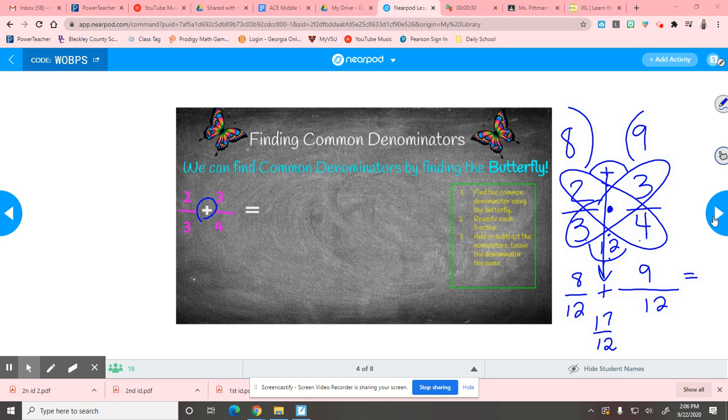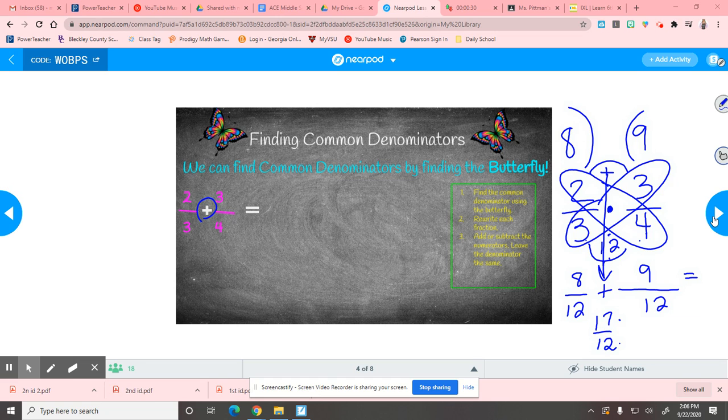But 17 twelfths is a mad fraction. It's not glad. This is not how we do it. Why is 17 twelfths not happy? Because it's over 12. What's it called, Kelton? You know it. It starts with an I. Improper fraction. When your numerator is greater than your denominator, that's a mad fraction. We call it an improper fraction.